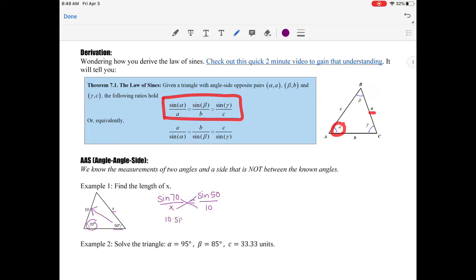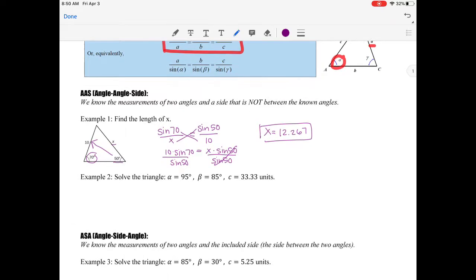At this stage, I think the easiest thing to do to solve this is to cross multiply. So you get 10 times sine of 70 equals x times sine of 50. Divide both sides by sine of 50, and you get x equals 10 sine of 70 all divided by sine of 50. At that stage, I would just type that in your calculator and you get approximately 2.267.